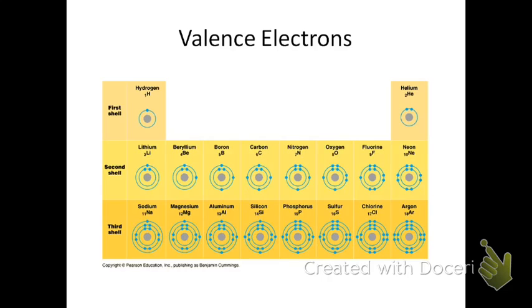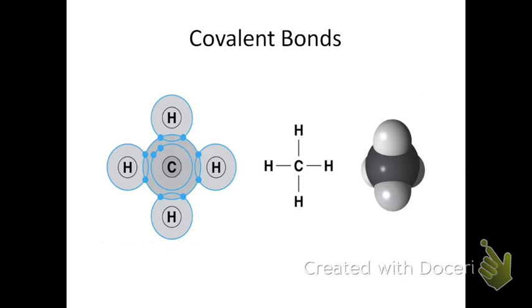Okay, so now let's look at bonding a little bit. Chemical bonds occur between elements or molecules. These are attempts to fill that outermost shell, the valence shell, so that the molecule becomes stable.